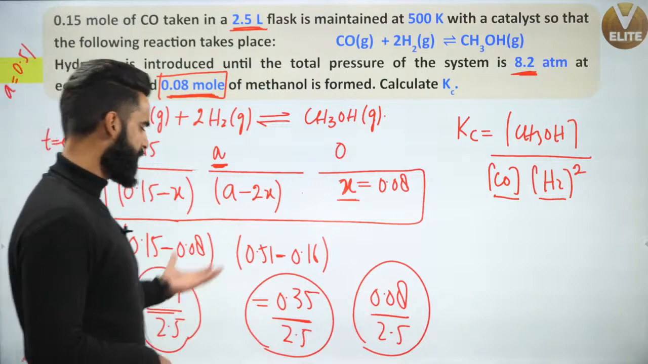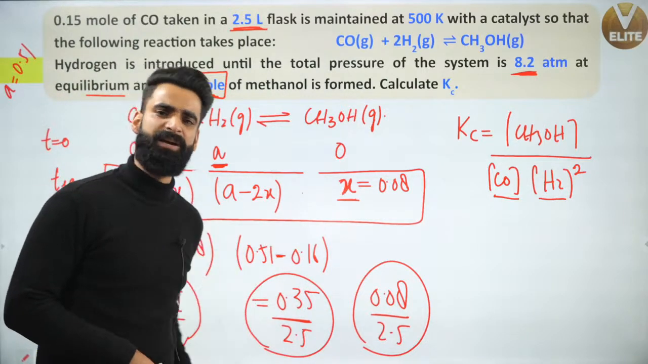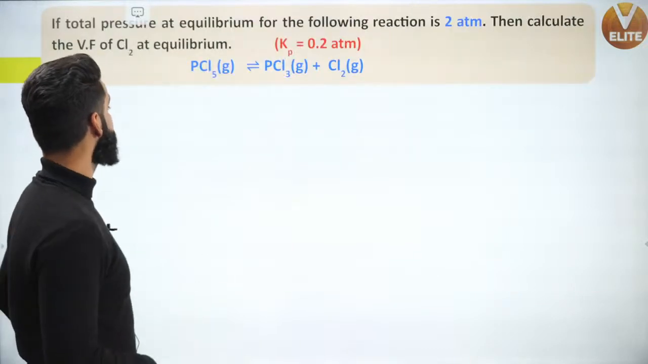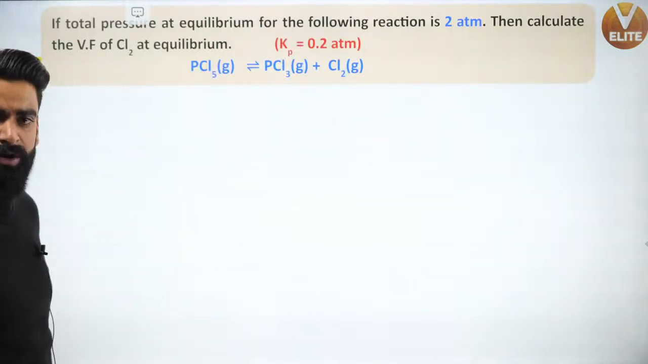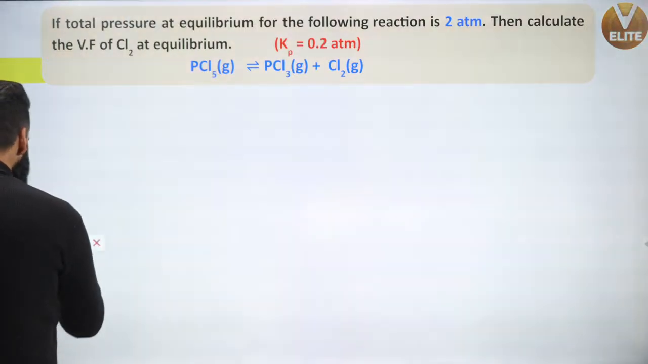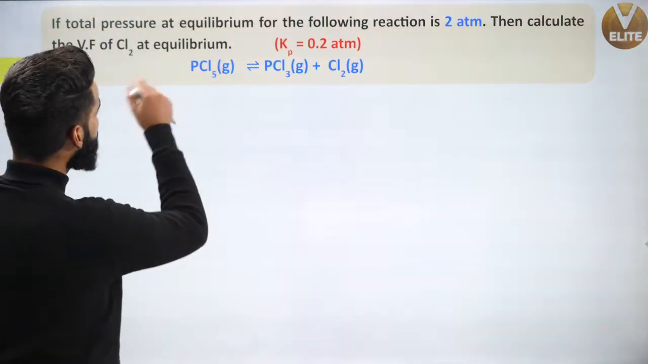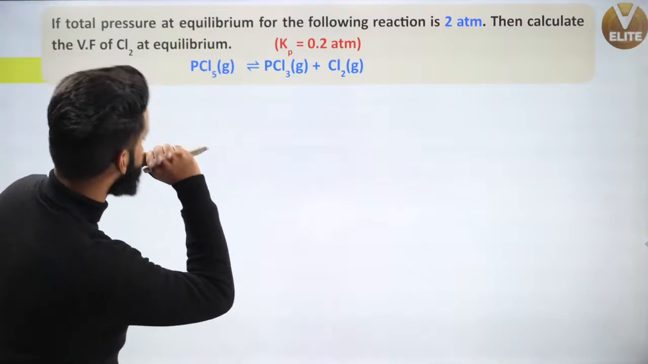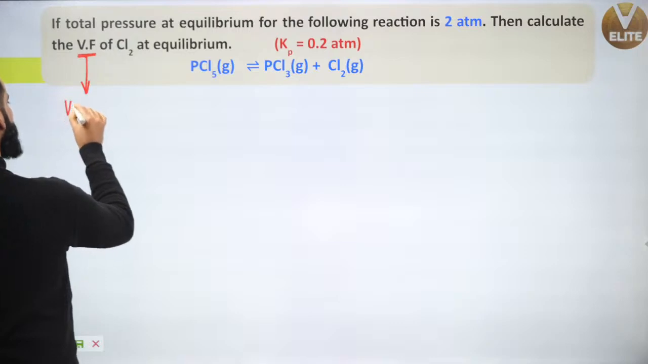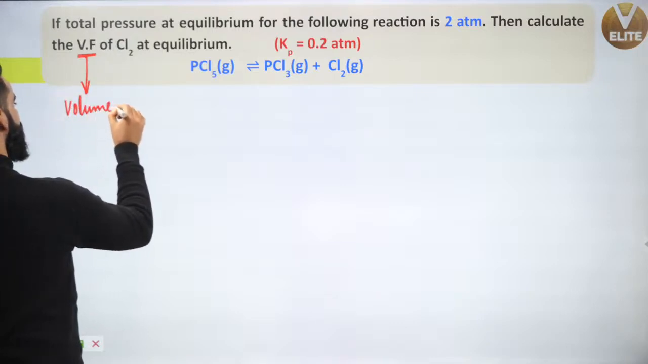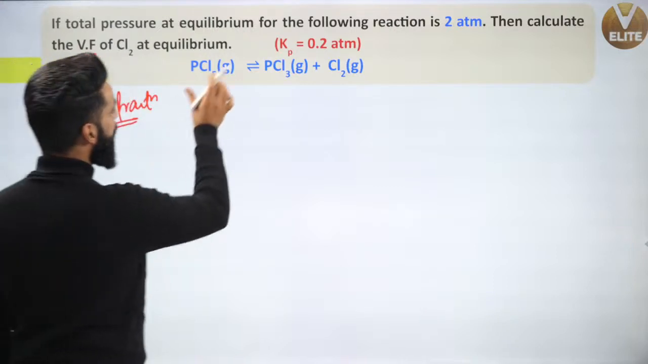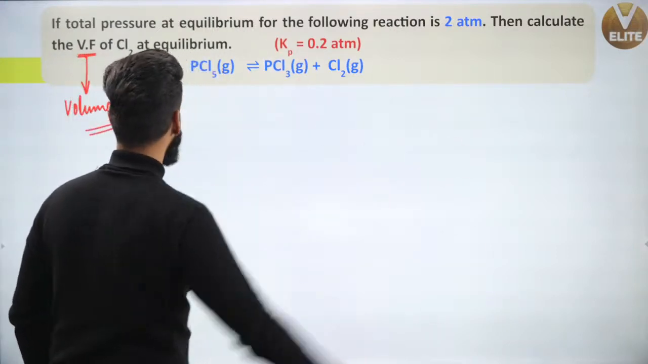Wonderful, guys. You can do the calculation part and let me know in the chat box afterwards, okay? All right, one more question for you, but this is going to be your homework. I'm going to give you a hint for this question. If the total pressure at equilibrium for the mixture is 2 atm, then calculate Vf. Vf means volume fraction. Then calculate the volume fraction of Cl2 at equilibrium. The Kp value is given and the reaction is given.